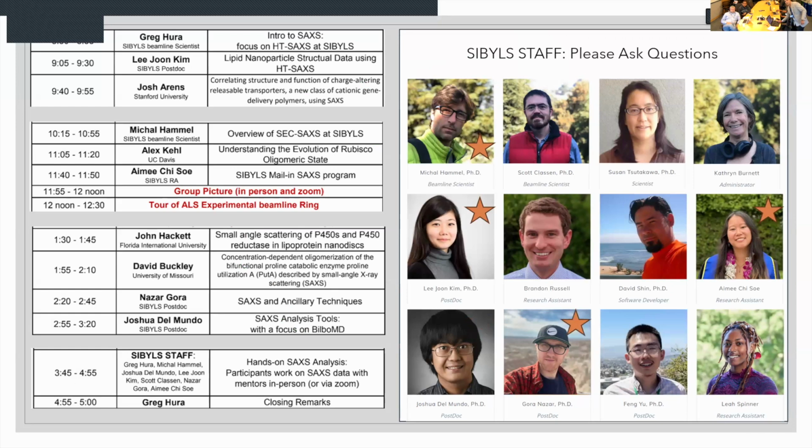Later in the day, you'll be hearing from Amici over here in the corner, who helps with the SEC running. Nazar will be speaking, a newer postdoc, the newest member of our lab. And then Josh Del Mundo, last of the speakers, closes the most organized session. The end of our session will be going through some troubleshooting and hands-on work. It would be very valuable for us to hear from you about what you'd like to see in terms of analysis tools and discussions during that time. Feel free to put that in the chat or let yourself be known earlier.